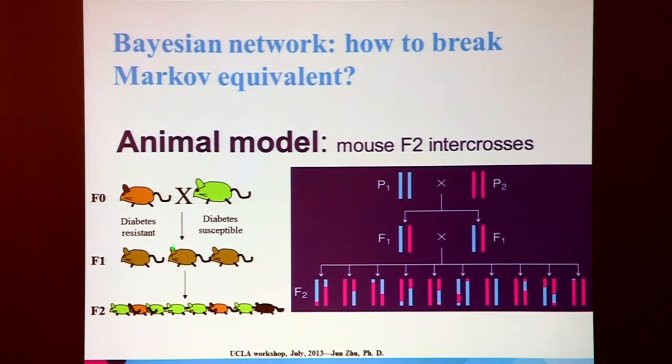This one can come from collaboration with Jake Lusis at UCLA, or Mark and Alan at Wisconsin. Generally you have two different strains, either diabetes or obesity strains, or susceptible and resistant. Then you cross them together to get F1. Then you cross them again to get F2, which is really diverse. Then if you look at each of its chromosomes, you get all this mosaic.